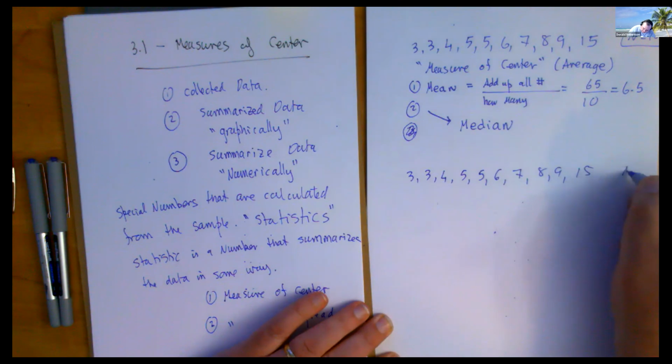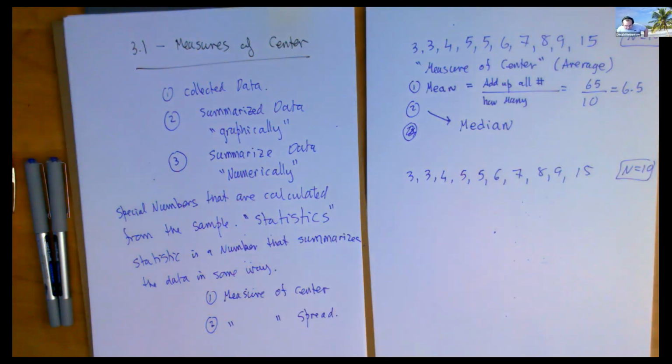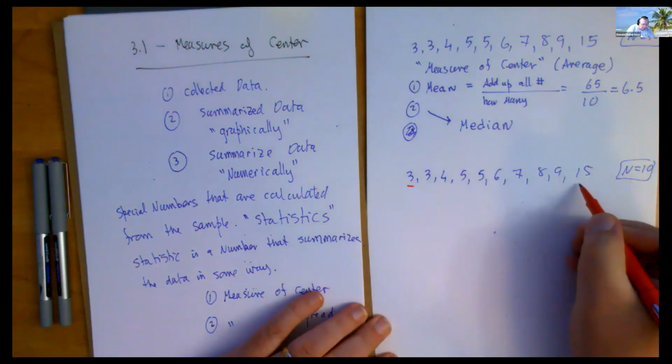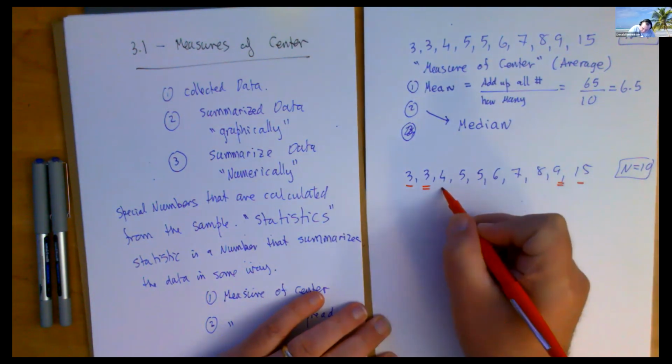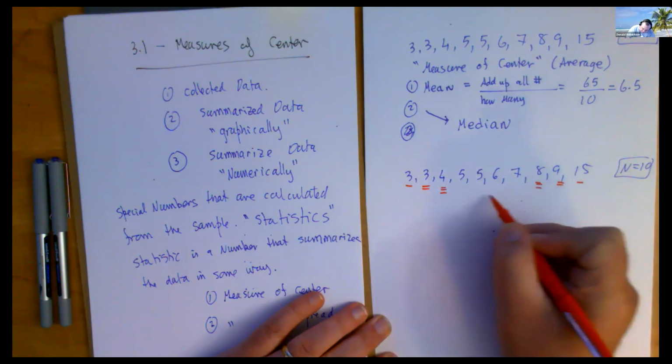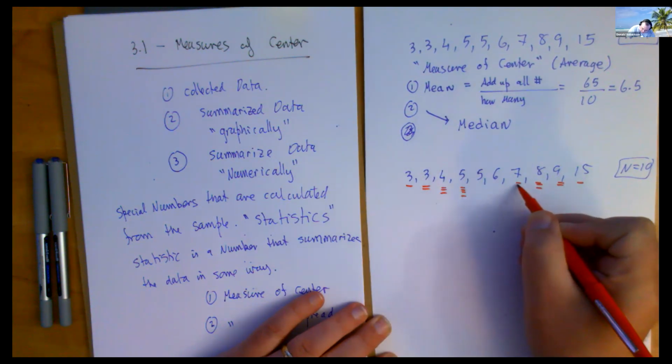Right, here's my 10 data points again. Now, the median is the middle number when you put them in order. And the median has a little quirk in it. When there's an even number of numbers, in this case there's 10, let's see where the middle is, right? 1, 1, 2, 2, 3, 3, 4, 4.